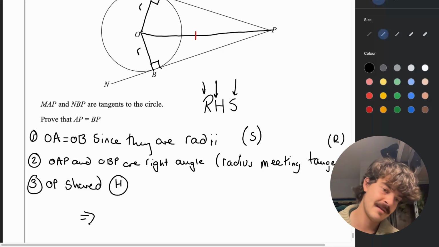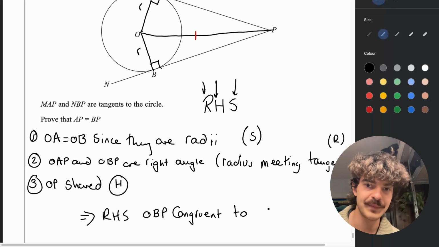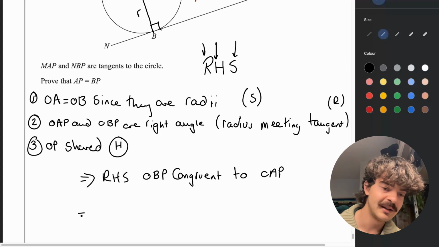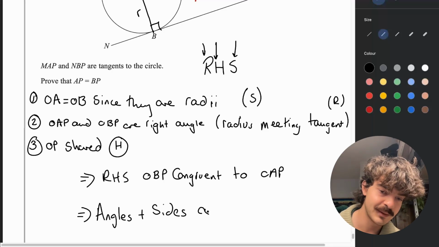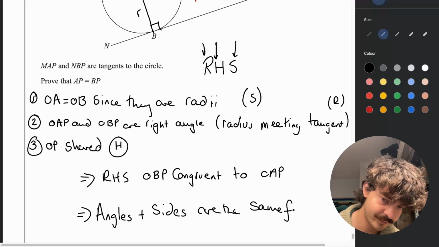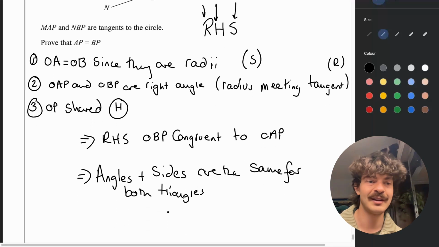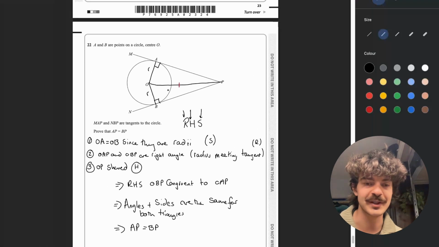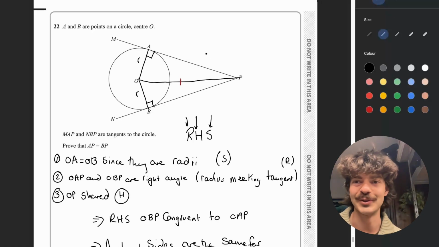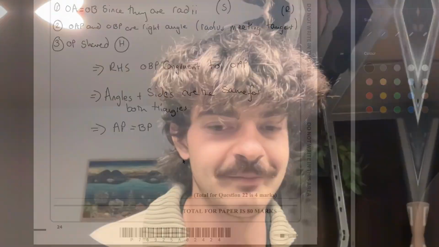Amazing. RHS, therefore OBP is congruent to OAP. And what does this mean? Well, it just means that all angles plus sides are the same for both triangles, which therefore means that AP is equal to BP, since these are the two lengths between the two triangles that we haven't actually considered yet. Not the radii, not the hypotenuse, it's the other one. Amazing. And that's it.